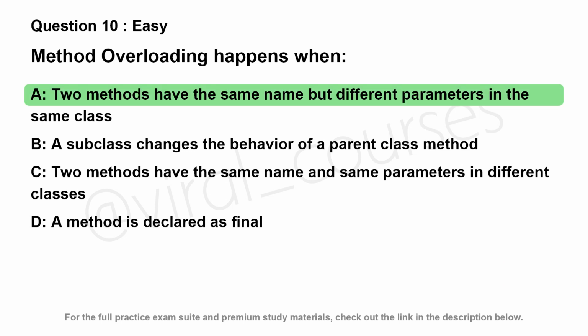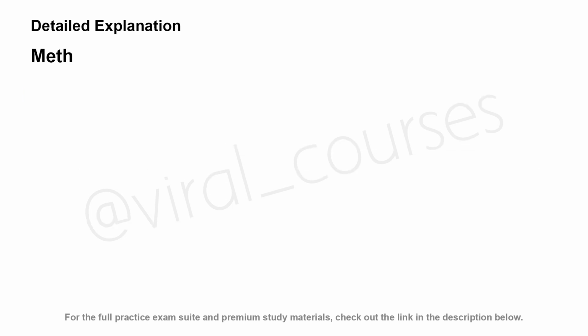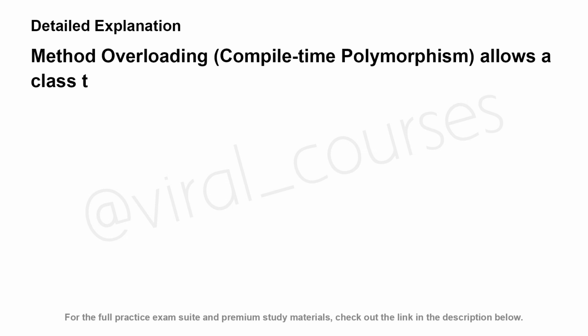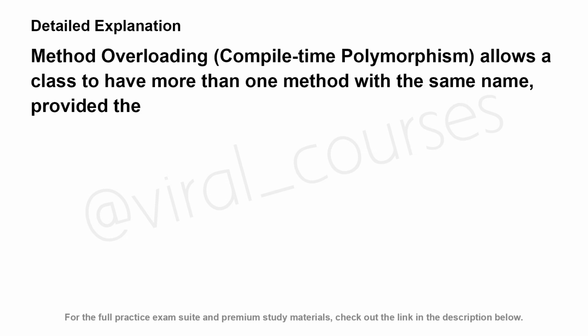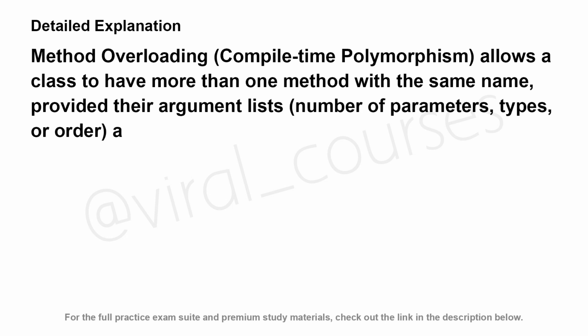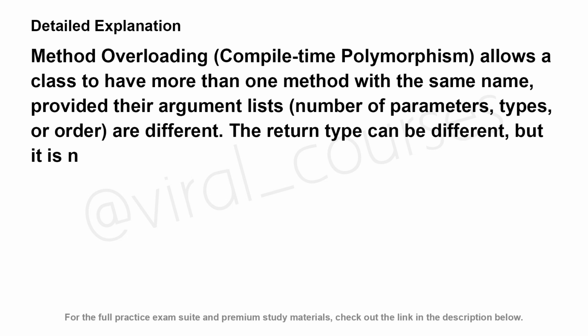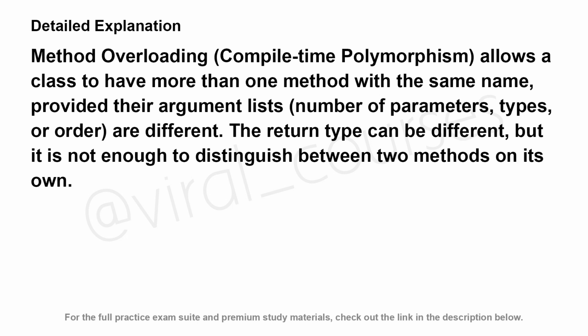The correct answer is A. Method overloading, compile time polymorphism, allows a class to have more than one method with the same name, provided their argument lists, number of parameters, types, or order are different. The return type can be different, but it is not enough to distinguish between two methods on its own.